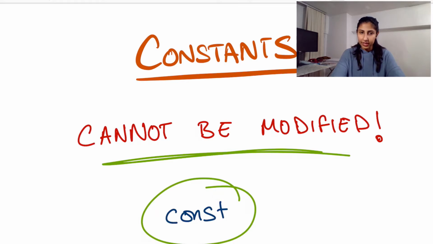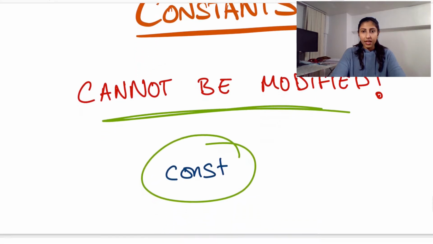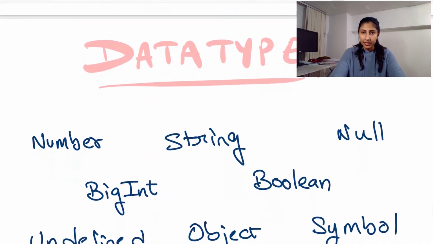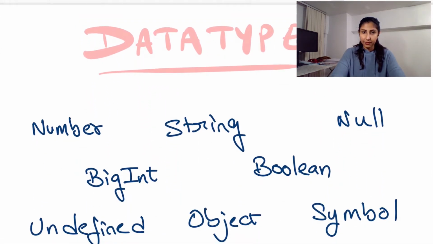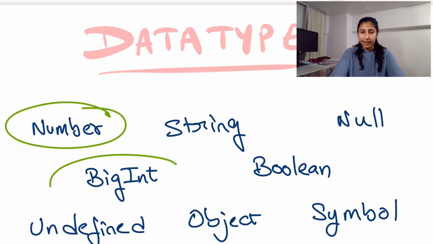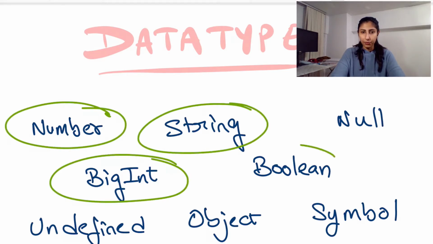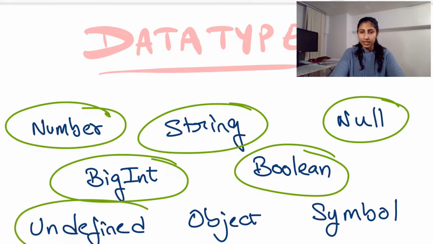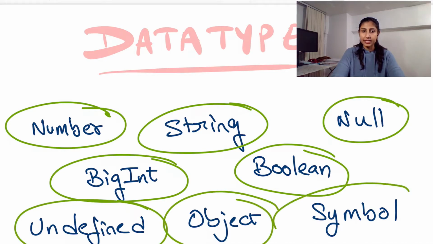Okay, so in the example that we discussed before, we assigned hello world to first_var, and hello world is a string, and strings are data types. In JavaScript, there are 8 basic types of data. We have number, big int, string, boolean, null, undefined, object, and symbol.